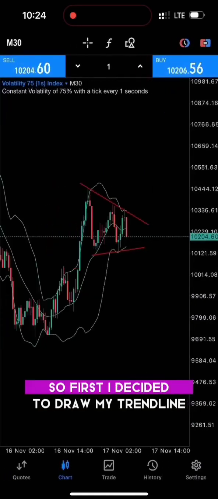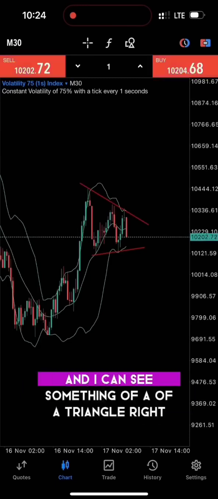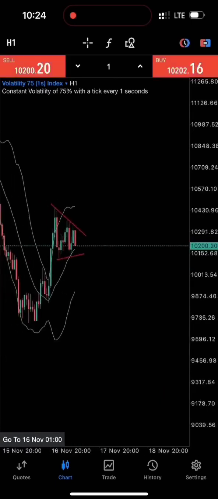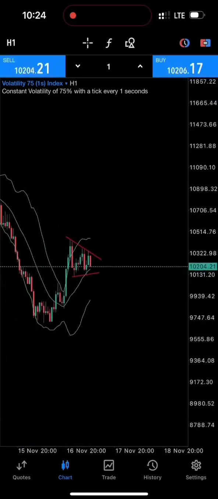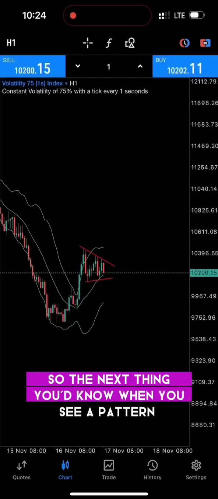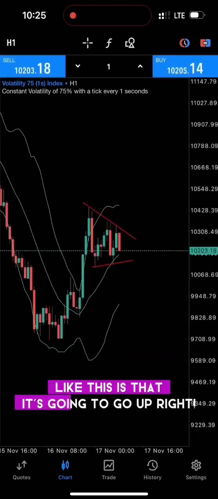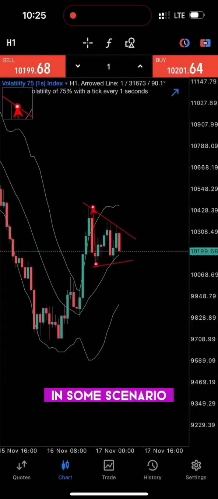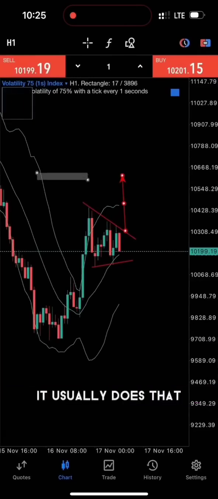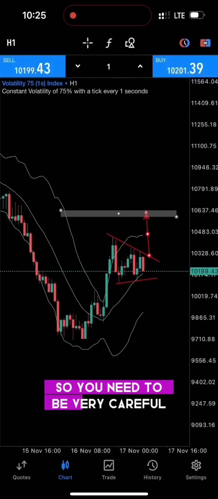So first I decided to draw my trend line, and I can see something of a triangle, right? I'm sure you can see a flag. It's sort of a flag, right? A triangular flag. The next thing you'd know when you see a pattern like this is that it's going to go up, right? In some scenarios, it usually goes down to take the stop losses of the early buyers. It usually does that.